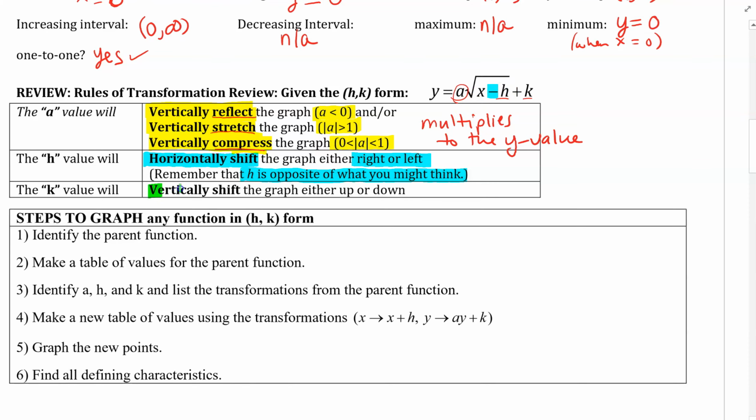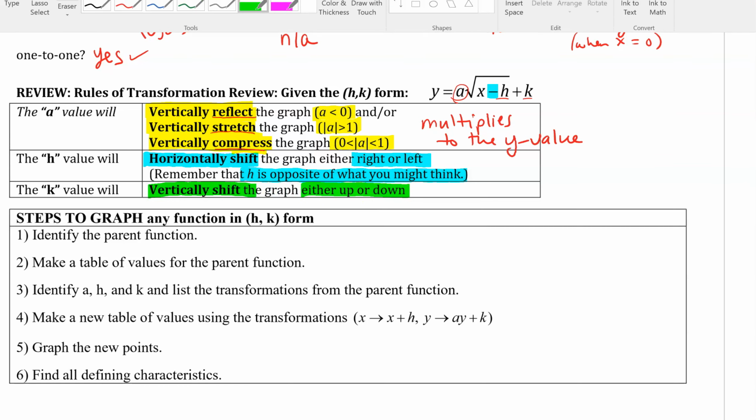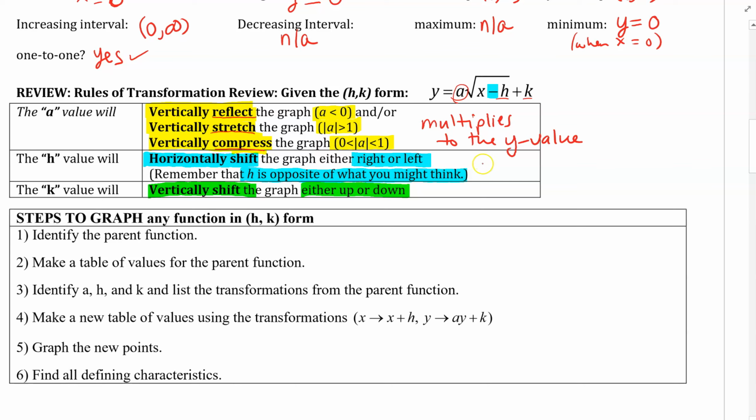Okay, and then the k value vertically shifts the graph either up or down. It's very straightforward. The signs are exactly what you see. So h adds to the x value. And something that might help is it will be under the radical sign in these scenarios. H will be whatever is under the radical sign with x. K adds to the y value. So that's the effect that they have on the graph.